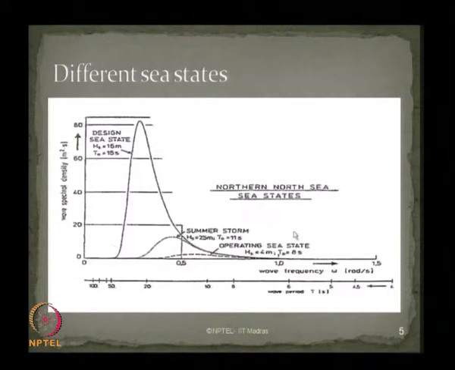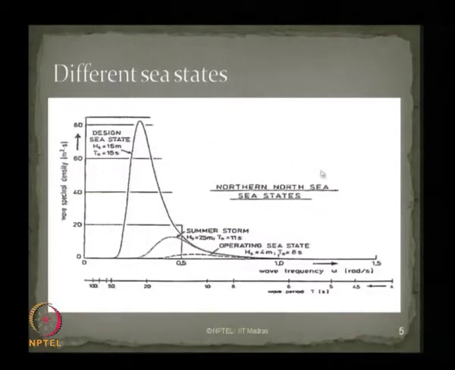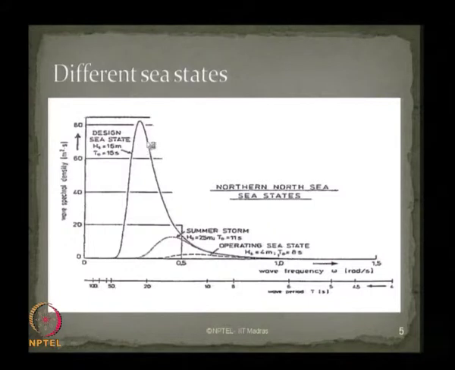So, generally offshore structures are planned to be deployed in different sea states as seen in the figure, where the spectral density varies drastically from one sea state to another.